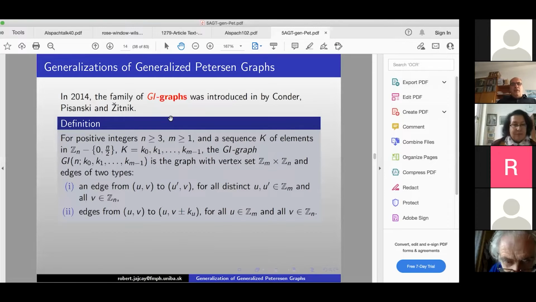I'm not sure what the abbreviation stands for, but again, the idea is that you have a bunch of numbers that define the graph. The last two have Zm cross Zn for the vertex set, and you do modulo arithmetic, modulo m and modulo n. So these are called the GI graphs, and as I said, they are due to Kondor, Pisansky, and Zhitnik. The case m equals 2 covers the I graphs, and also when you take n1k, you get the generalized Petersen graphs. So these are all genuine generalizations, and also generalizations of the I graphs.